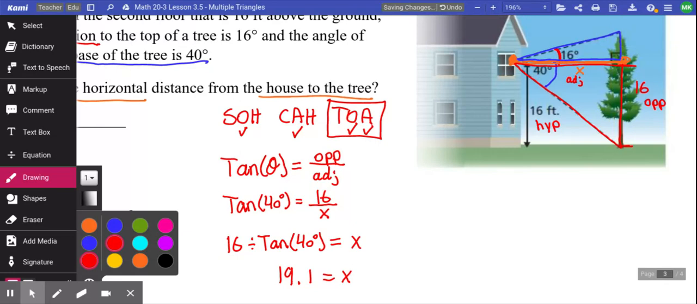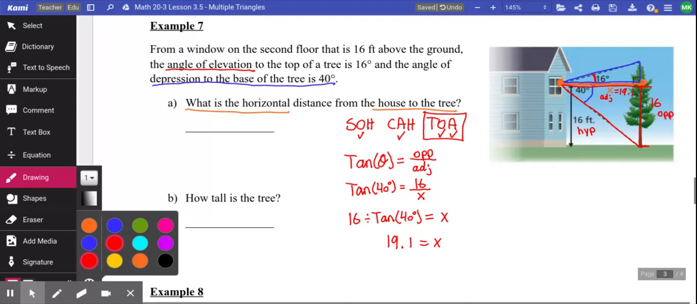And that goes right where the horizontal is, right? Right, and I would actually go write it on there. I would say x equals 19.1. Right, I think that's wise. So I've now answered my first question. It's 19.1.